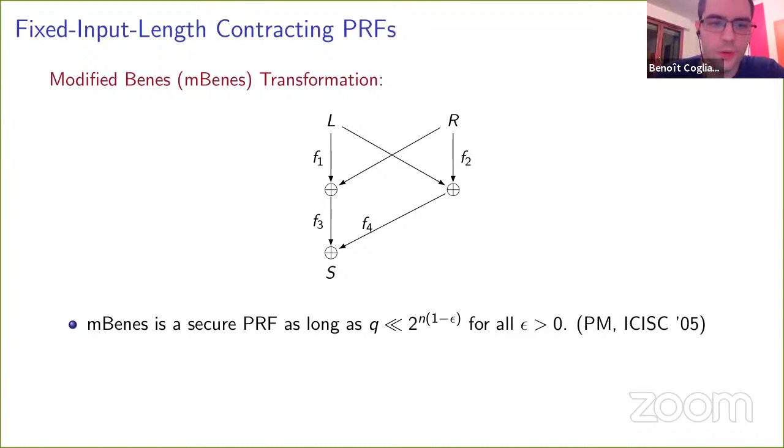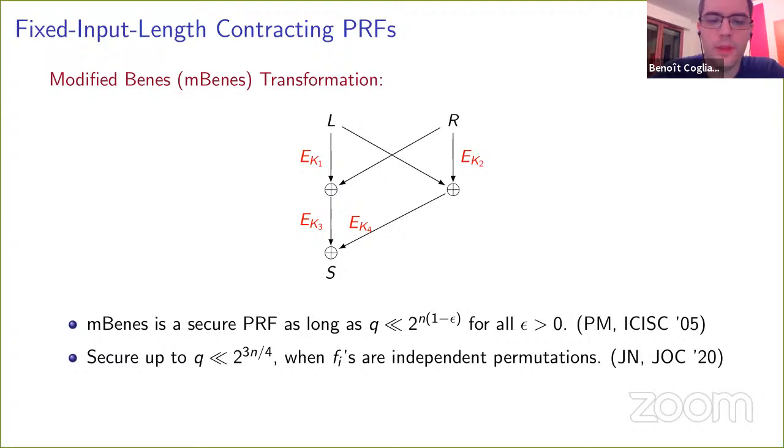And we already know some security bounds. So MBNS, when used with 4 functions, is secure as long as the number of queries q is small in front of 2 to the n(1 minus epsilon). And when used with independent random permutations, it's secure as long as q is small in front of 2 to the 3n divided by 4. So both bounds are beyond birthday bound, but they are not optimal. So we cannot really use the classical hash then PRF composition to build an optimally secure variable input length PRF.